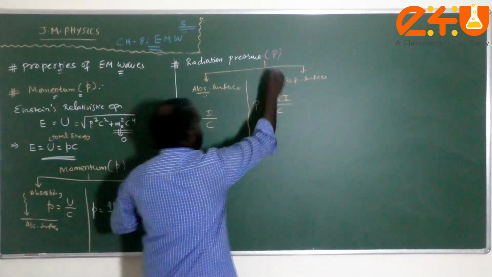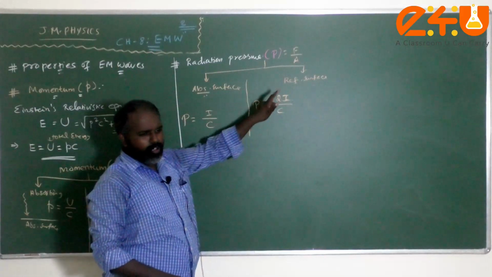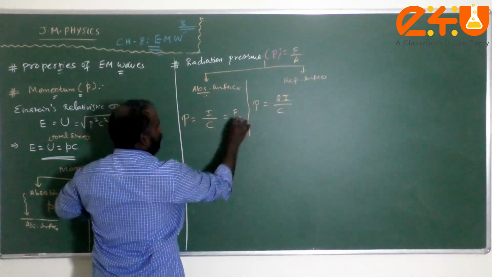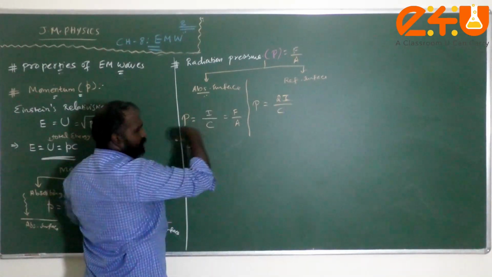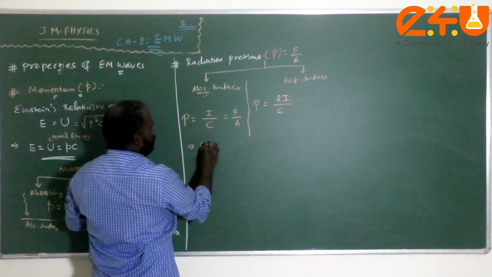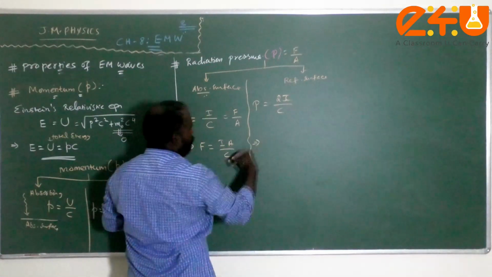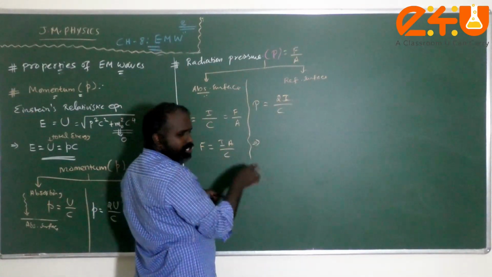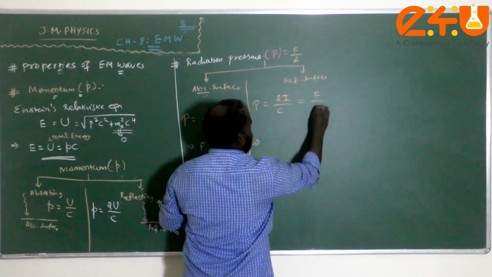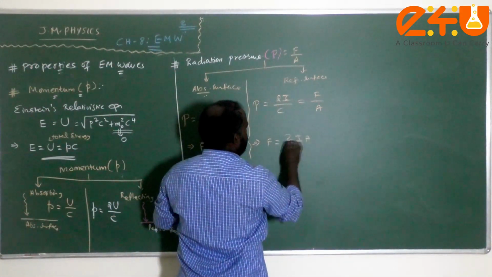The general definition for pressure is force by area. If you want to find the radiation force, we write F by A. So the force exerted by the incident electromagnetic radiation or photon on the absorbing surface is F equal to IA by C. Similarly, for the reflecting surface, F by A gives F equal to 2IA divided by C.